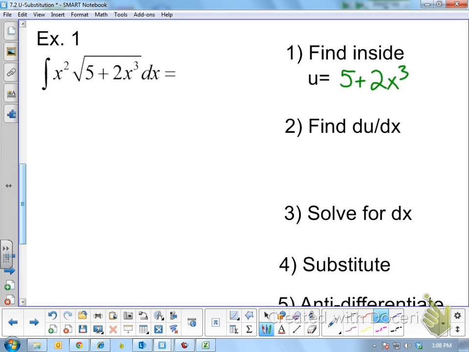So we identify the inside, and then we find du dx. And I write this specifically as du dx for a reason. We do not want to write it as u prime, because we're going to actually solve for dx. We're going to solve individually for this piece so that we can do some replacing. This is why it's called U substitution. We're going to do a lot of substituting of stuff. So we take the derivative. That part's easy. It's just power rule. So what's our derivative? 6x squared. And then we want to solve for dx.